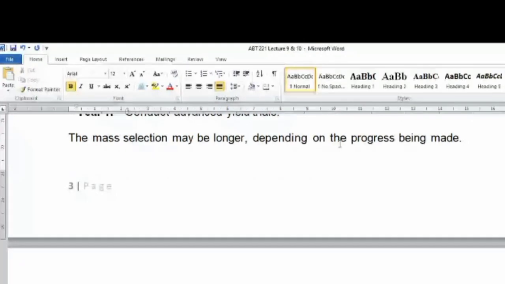So I need to request you to take note that mass selection may be longer depending on the progress that you are making. You stop selection when you feel you have made enough progress. But what are the genetic issues of this individual plant selection?